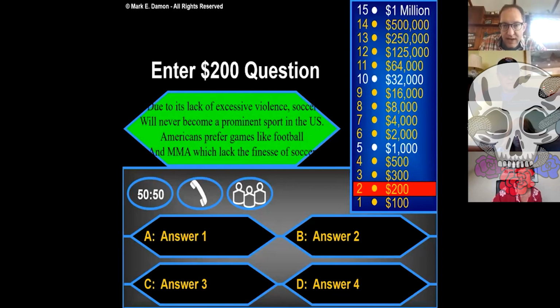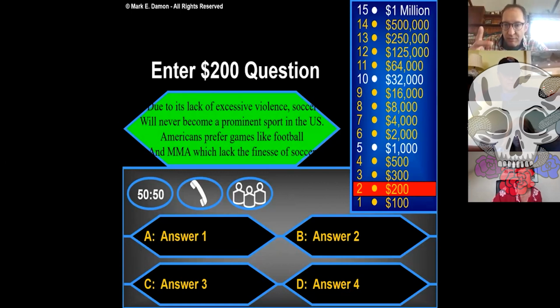Tell the student to revise, and they might do something like this. Due to its lack of excessive violence, soccer will never become a prominent sport in the US. Americans prefer games like football and MMA, which lack the finesse of soccer. So the vocab goes up. So I call that tier 2 level vocabulary, like your average run-of-the-mill SAT level word. And the sentence constructs change.